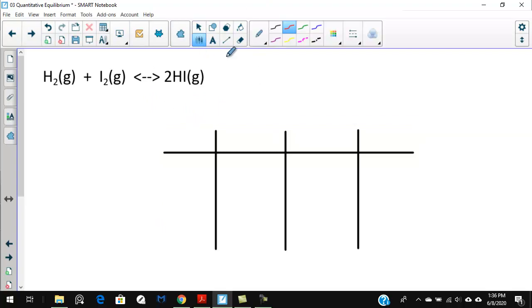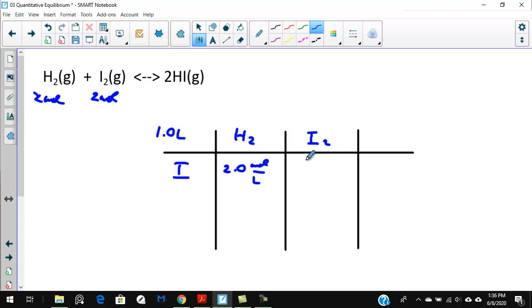If you recall, in ICE tables we put down, first of all, the initial concentrations. Well, we know that this was a 1 liter flask, and we were given 2 moles of each of these things. So this is 2 moles and 2 moles. If they're in a 1 liter flask, then the initial concentration of H2 would just be 2 moles per liter, and I2 would be the same thing, 2 moles per liter.